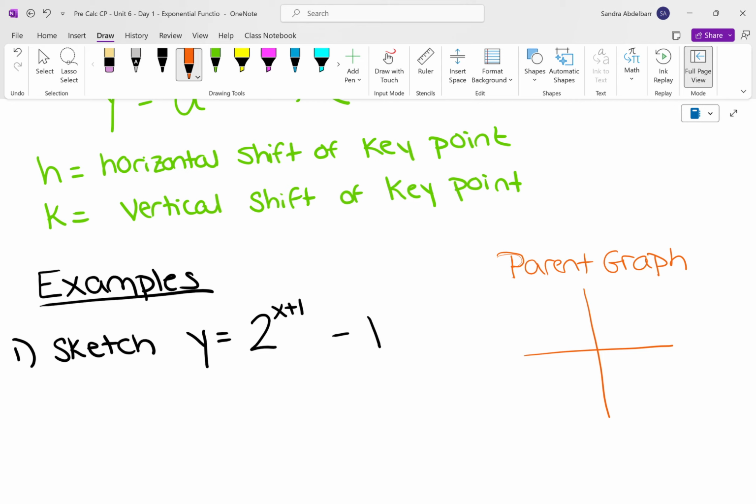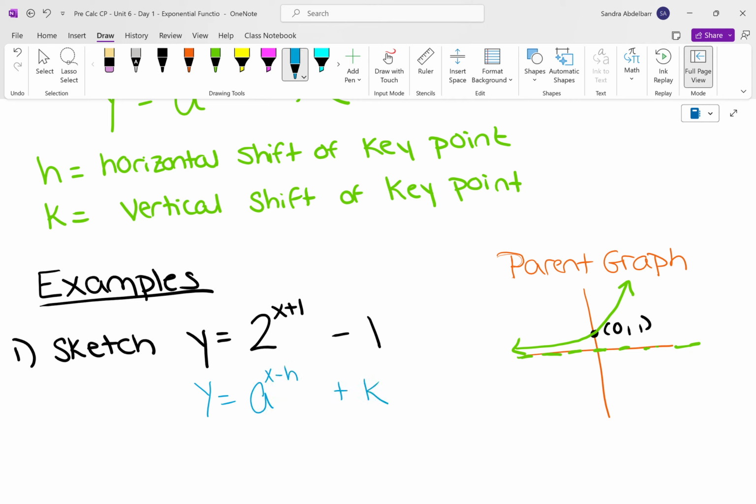And which parent graph is this? Is this the parent graph that's increasing left to right or decreasing left to right? Increasing, because our base is a whole number, not a fraction. We're increasing left to right. So we still have that same key point at 0, 1. This is our parent graph. And we have a horizontal asymptote at y equals 0. So it looks like this. Do we agree that's our parent graph? Okay, now the shifting is all based on that key point.